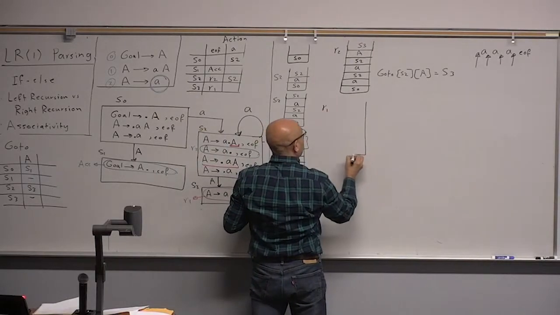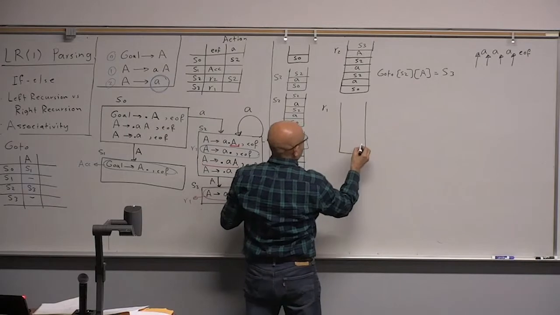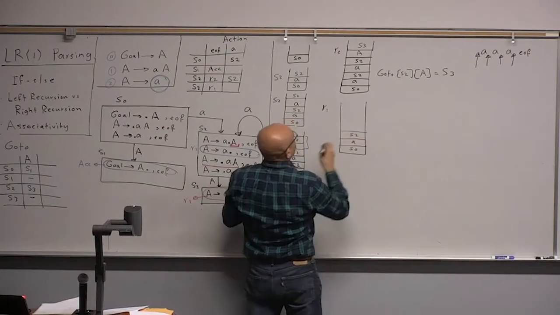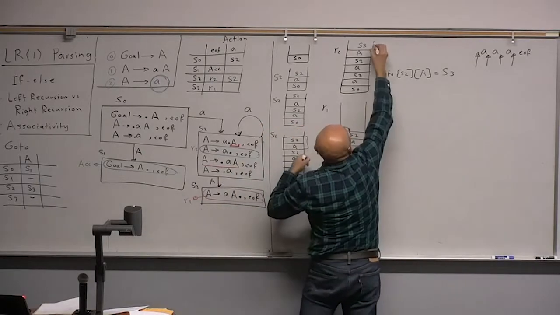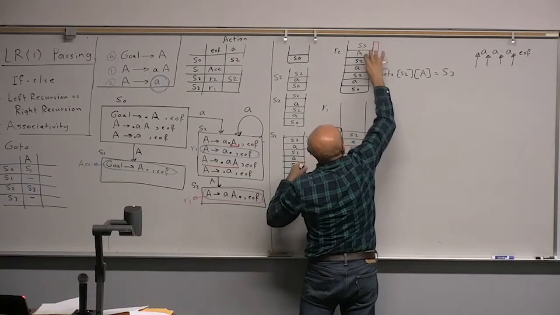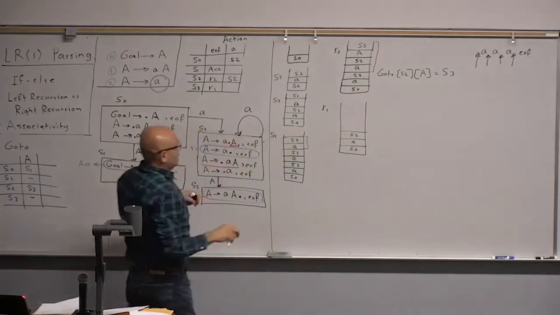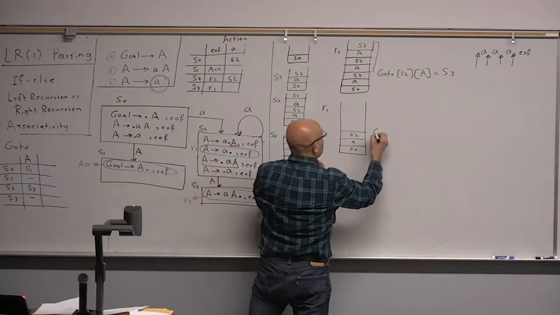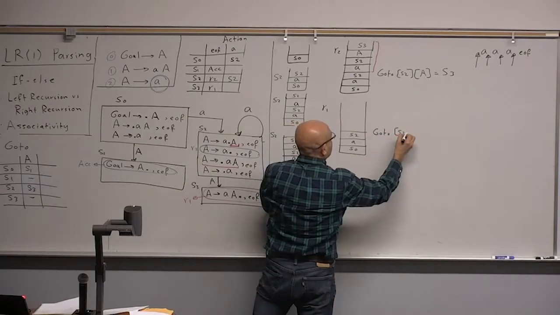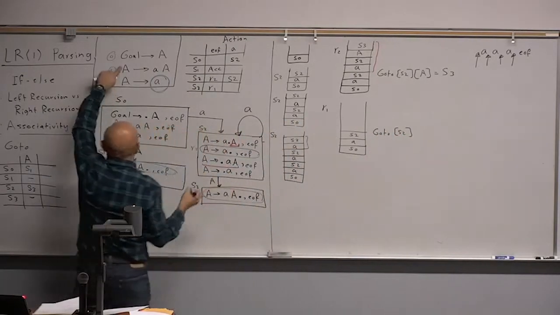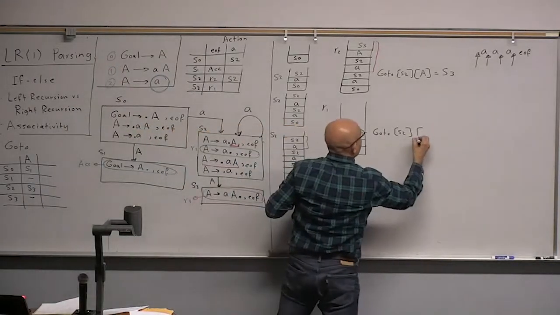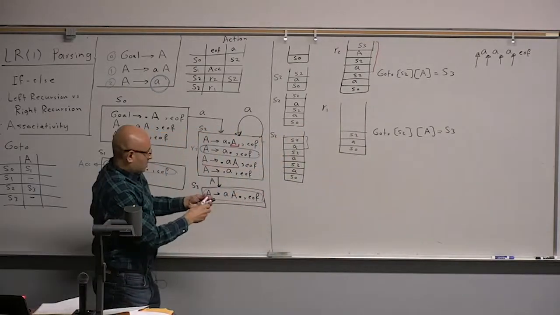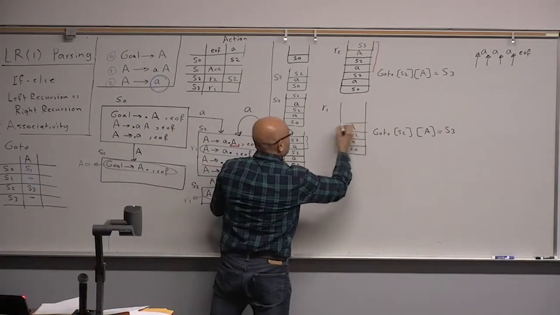Now how many do we pop off? We pop off 4: S0, A, S2, so this 1, 2, 3, 4. Again, this is our base state, which is S2. So goto of S2 and the symbol that we get, which is again an A. And this is going to take us to S3 again. So we put the A and we go to S3 again.